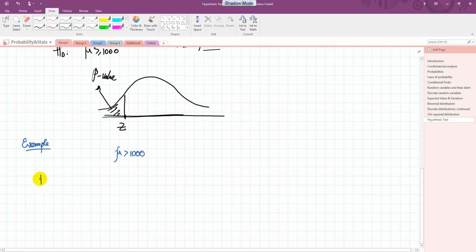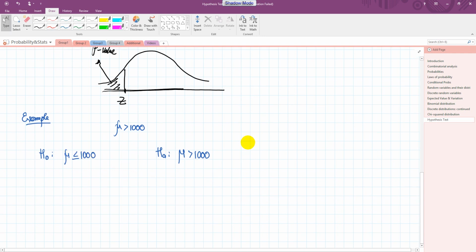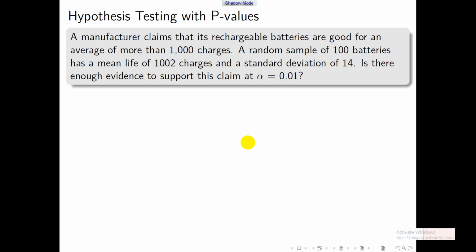What is the null hypothesis and what is the alternative hypothesis? The alternative hypothesis is mu is more than 1,000, and the null hypothesis is mu is less than or equal to 1,000, right? So we are going to use the right tail test.